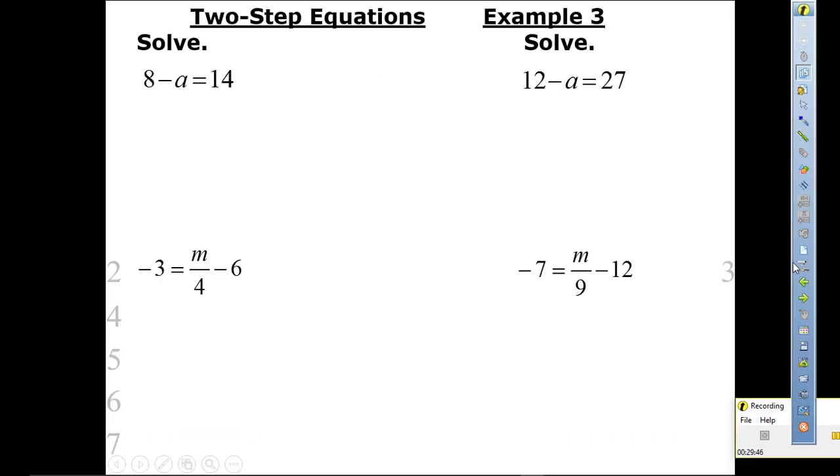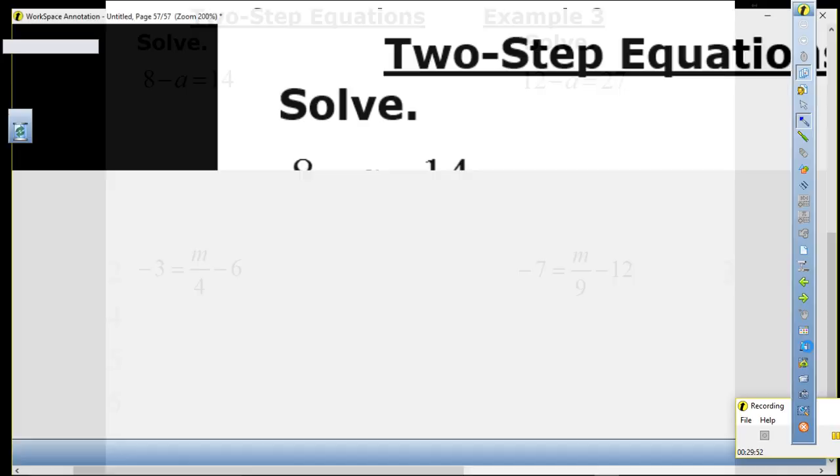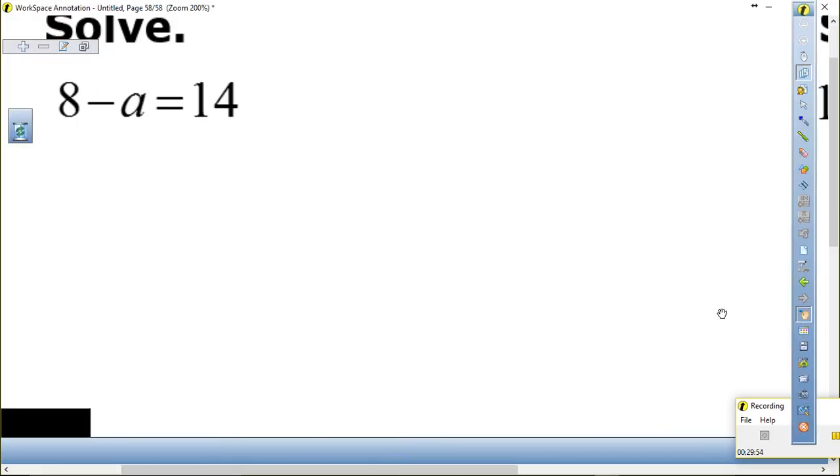Do this one by yourself. -7 equals M over 9 minus 12. After that one, we have one more, and then we're done.